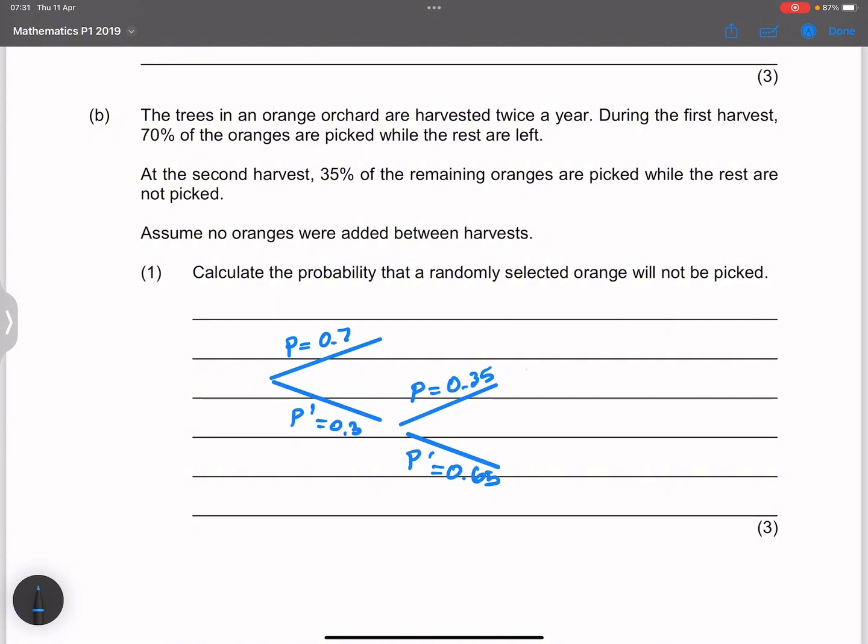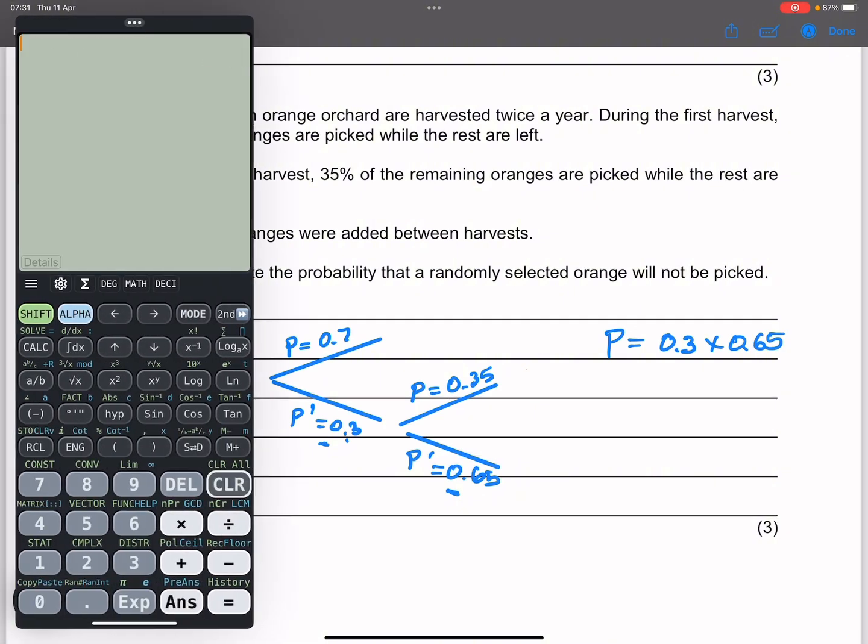Okay, so they want us to calculate the probability that a randomly selected orange will not be picked. If it's not picked in the first harvest, nor is it picked in the second harvest. So the probability of that will be 0.3 times 0.65. Okay, so let's take that, 0.3 times 0.65, that gives me 0.195. So that's the probability that an orange will not be picked at all, right?